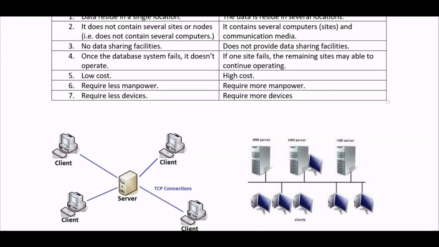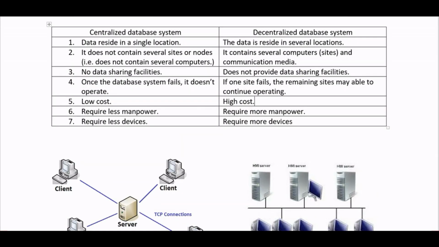If one fails, then the other two will provide the data.